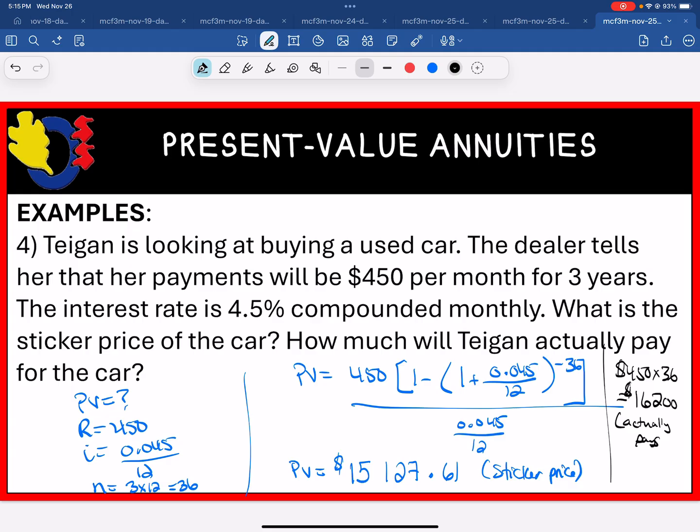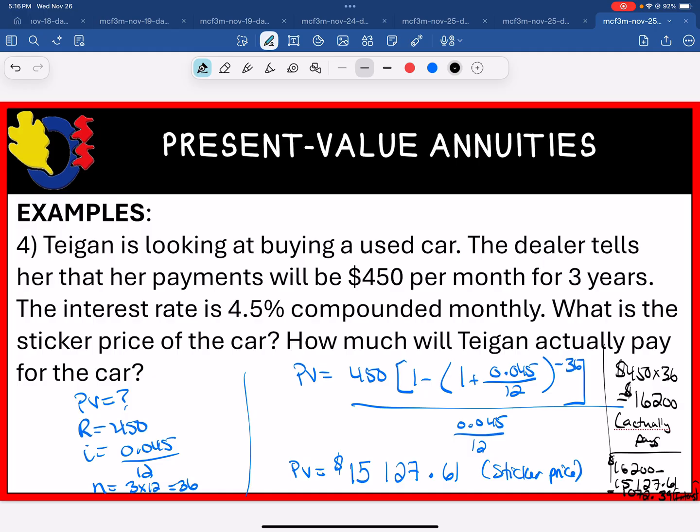We could take this one step further and I could say, well, how much interest did she pay? So 16,200 minus 15,127.61. I'm running out of space. Let's see if I can squeeze it in here. Equals $1,072.39 in interest. Anyway, that says interest. Hopefully you can see that down in the corner.